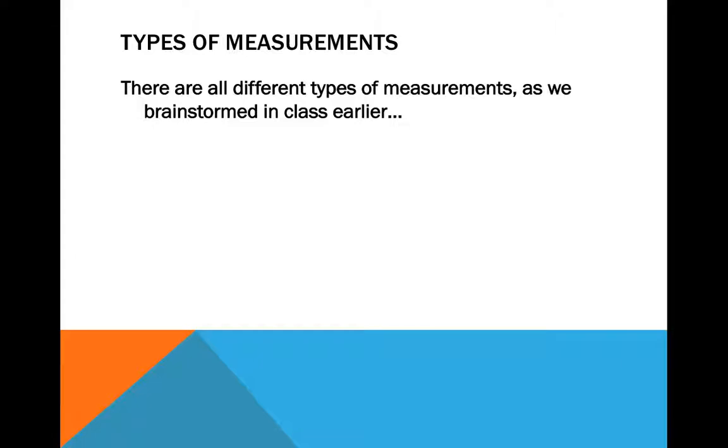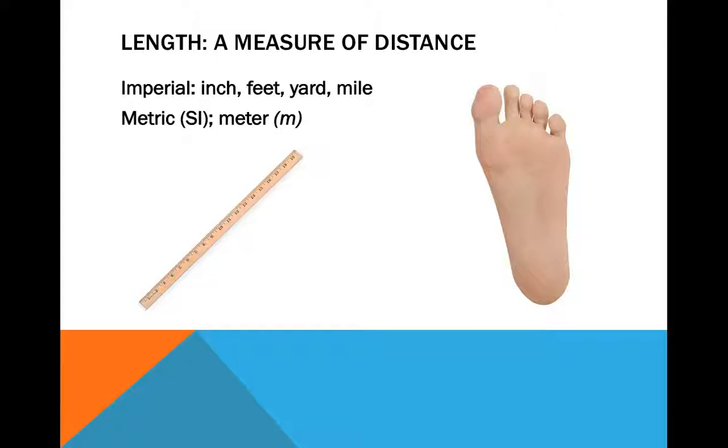All right, different types of measurements. So this is what you guys should have brainstormed earlier. All different types of measurements, the way that we measure things in our world. The first one is length. It's a measure of distance, right? So the imperial system says inch, feet, yard, mile.